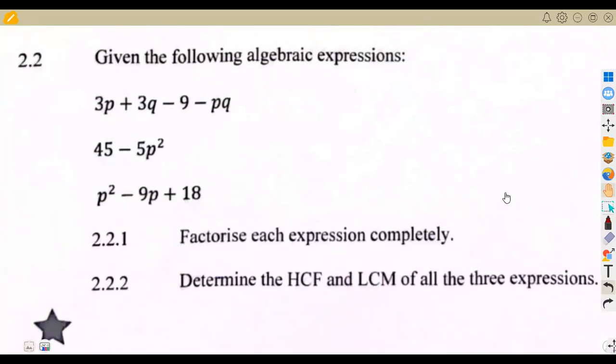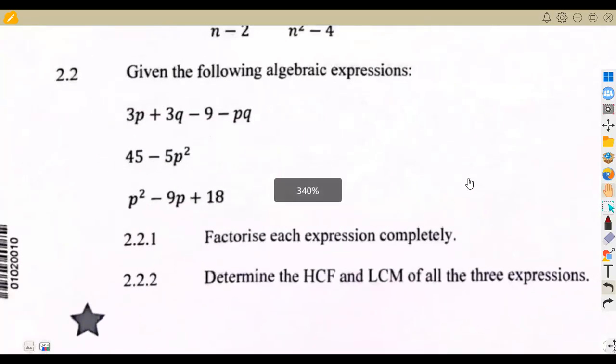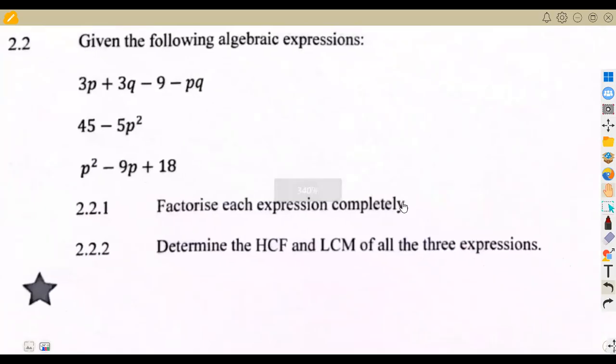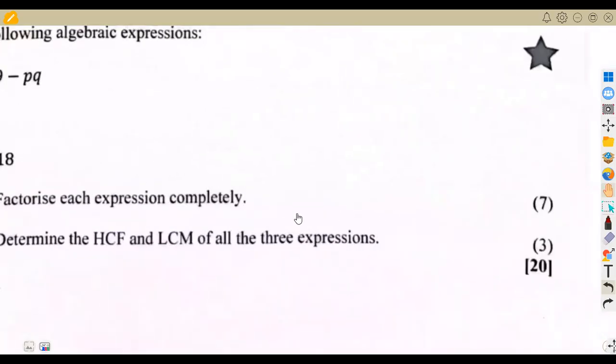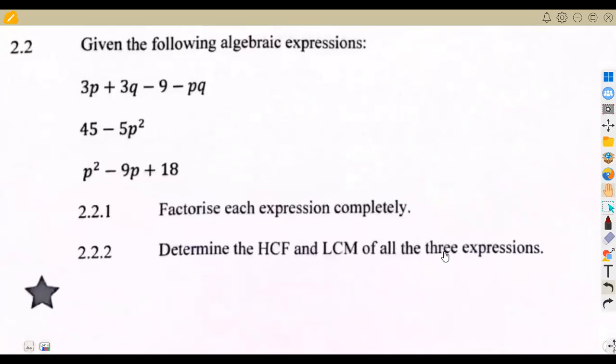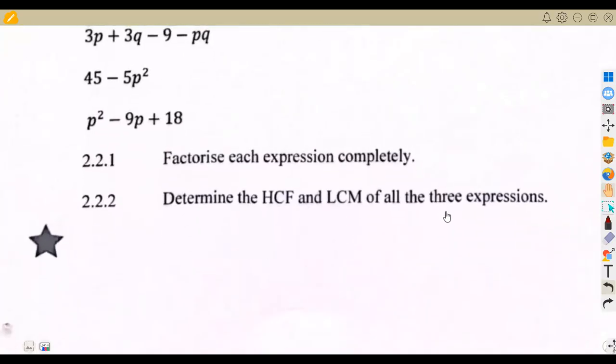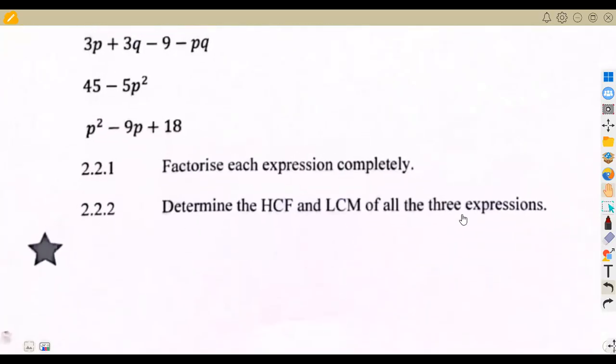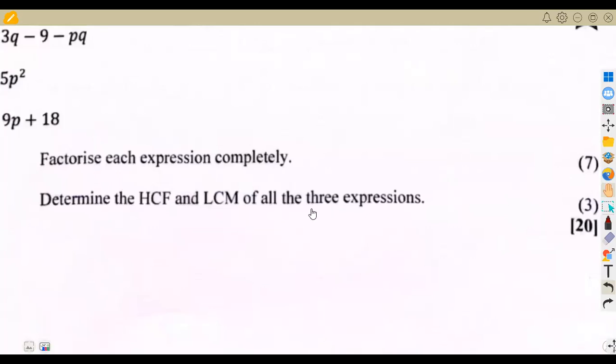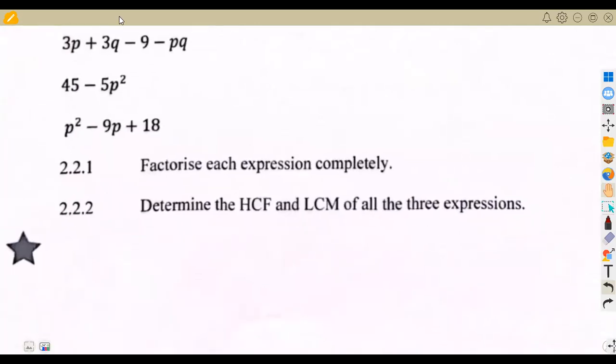Okay, question 2.2, given the following algebraic expressions. So these are the algebraic expressions that we have, 7 marks. Factorize each expression completely, and that was 7 marks for that. So these are the expressions that we're given, and we're asked to factorize each of them completely, which is fully. Factorize fully. Okay, anyways, let's see.